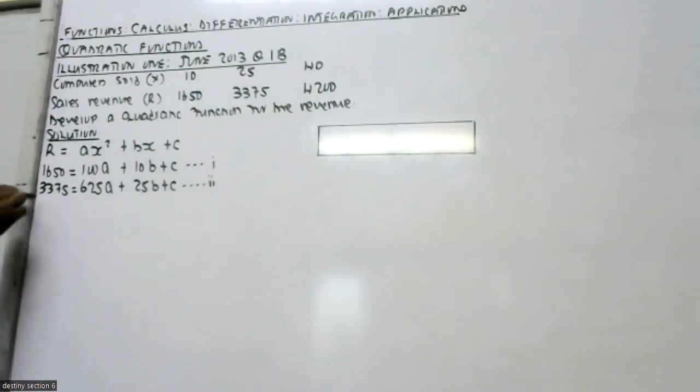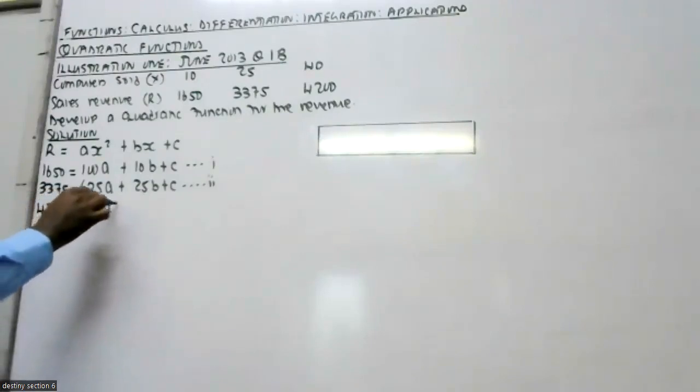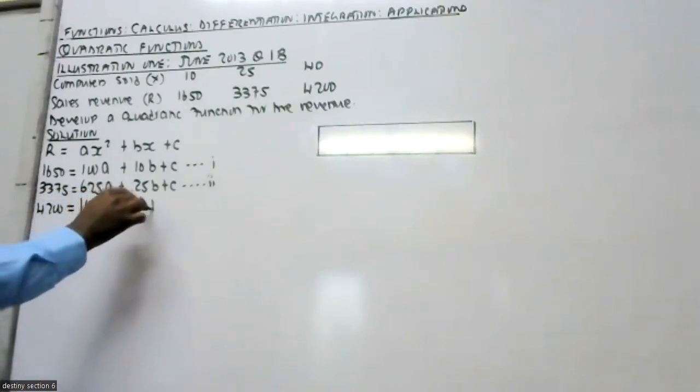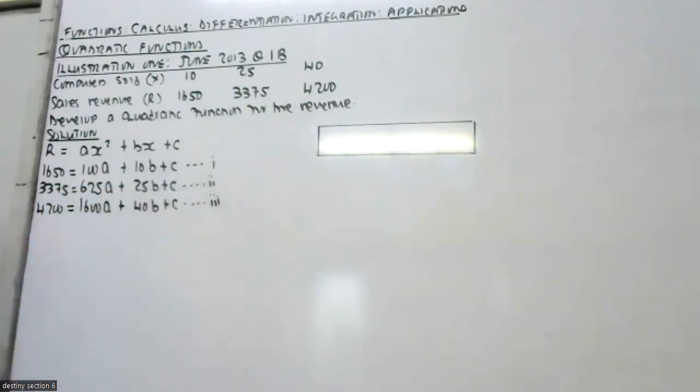Then we have the third one, 4200, which is equals to 40. 40 squared is 1600. So 1600A plus 40B plus C. That is equation number 3.